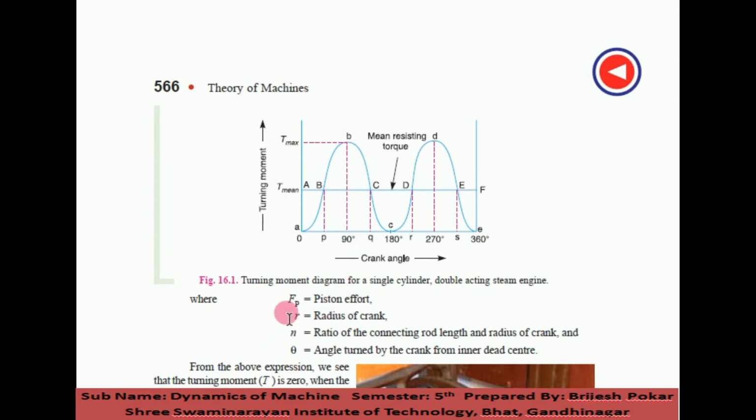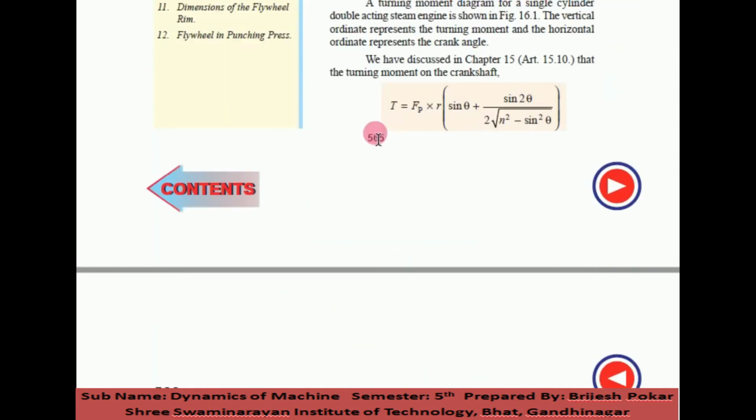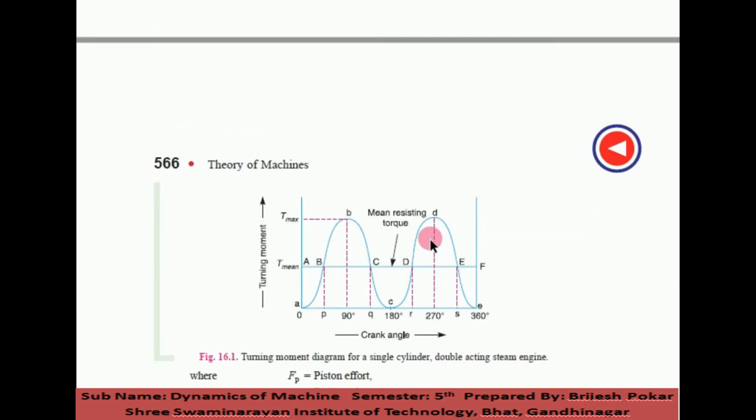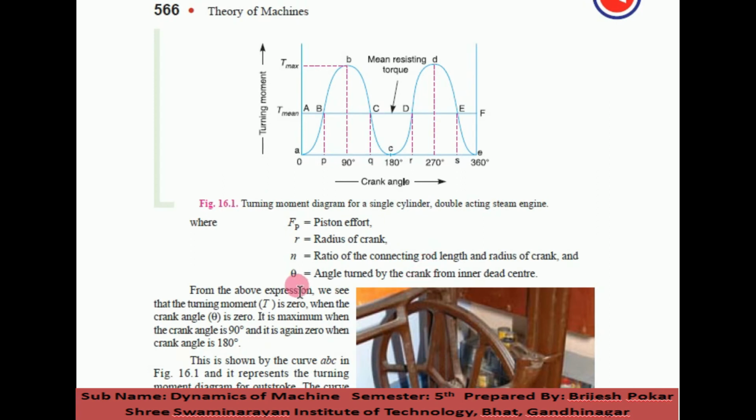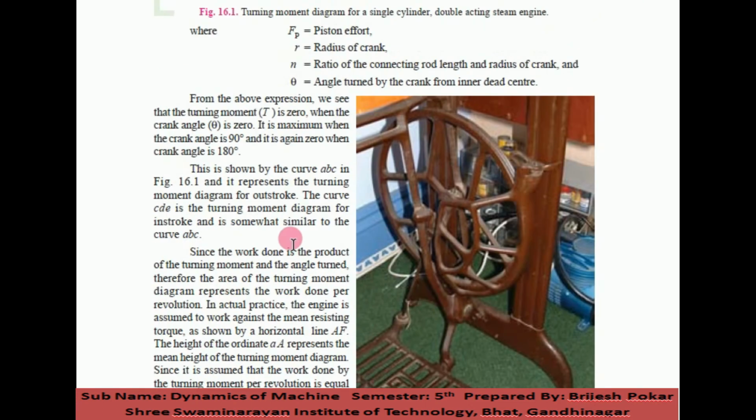Now from this equation, torque generated is equal to Fp into R times (sin theta plus sin 2 theta upon 2 root of n square minus sin square theta). Here n is the ratio of connecting rod length and radius of the crank, the obliquity ratio, which we have seen in balancing of reciprocating parts. There are many things written over here, but the explanation is what I have told you.